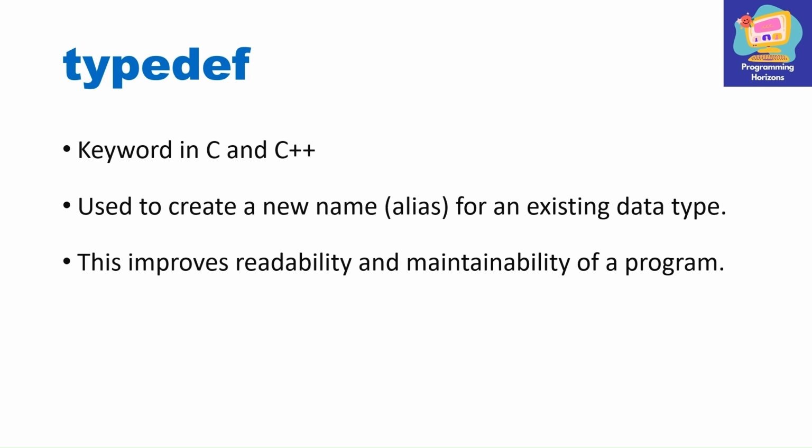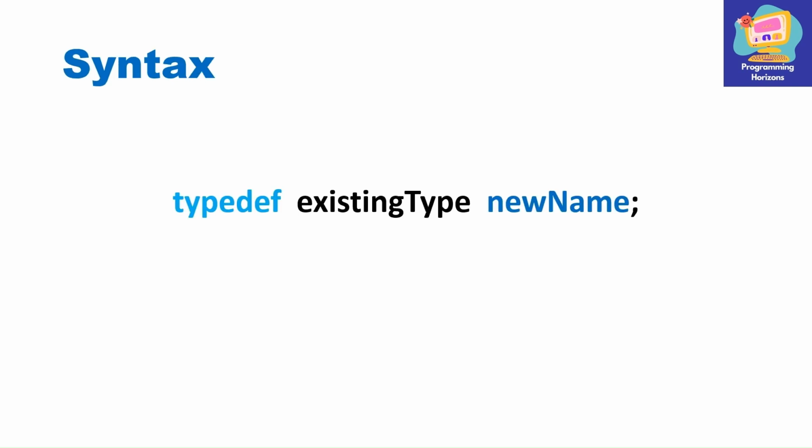Let's see an example. The syntax for typedef is quite simple. We first mention the keyword typedef, then we mention the existing data type name, followed by the new name that we want this data type to take.